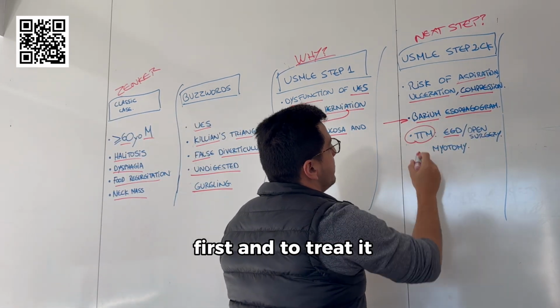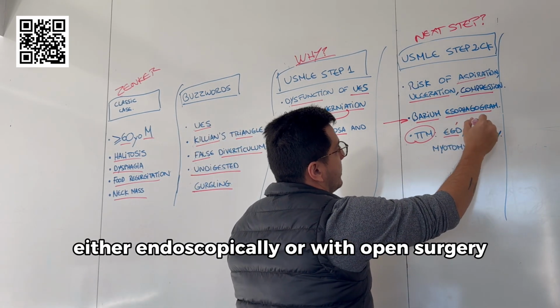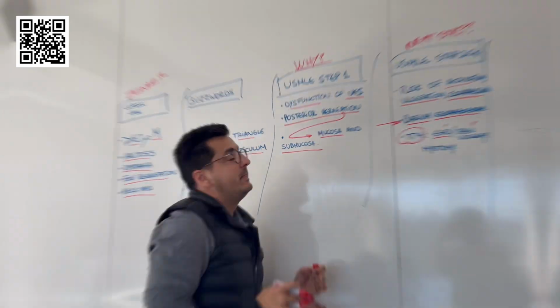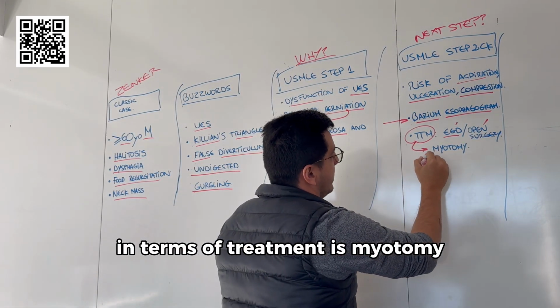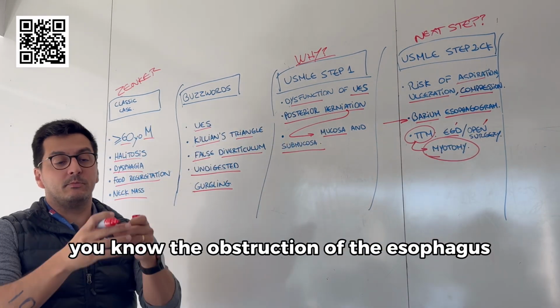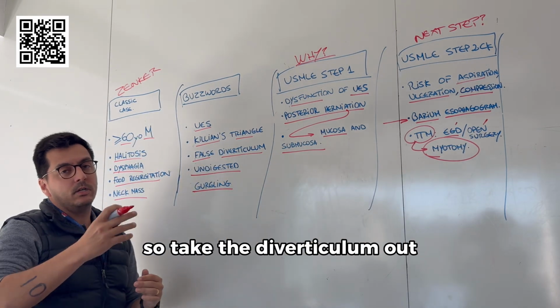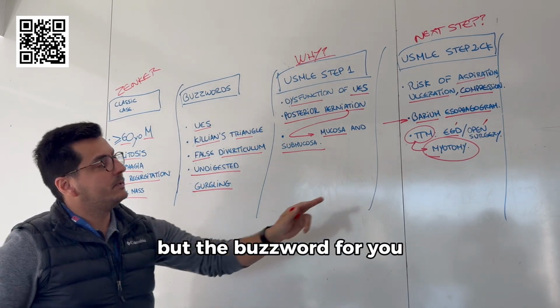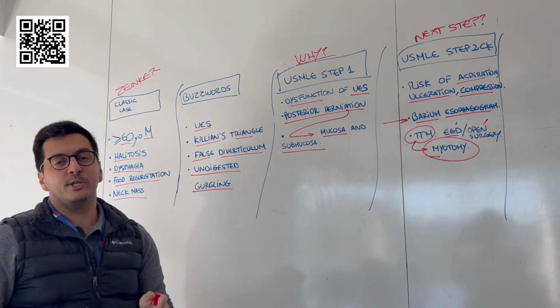And to treat it, regardless of the way you choose to treat it, either endoscopically or with open surgery, the buzzword you want to remember for step 2 CK in terms of treatment is myotomy, or cricopharyngeal myotomy, to relieve the obstruction of the esophagus. You also should do the resection of the pouch, so take the diverticulum out, but the buzzword for you and most important is myotomy or cricopharyngeal myotomy.